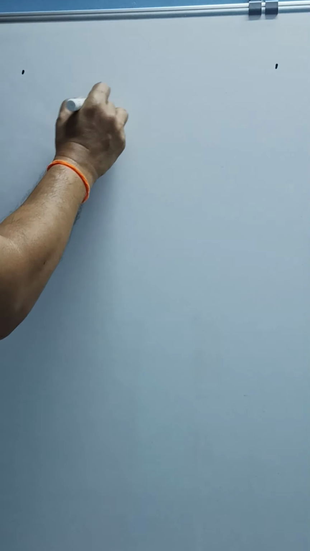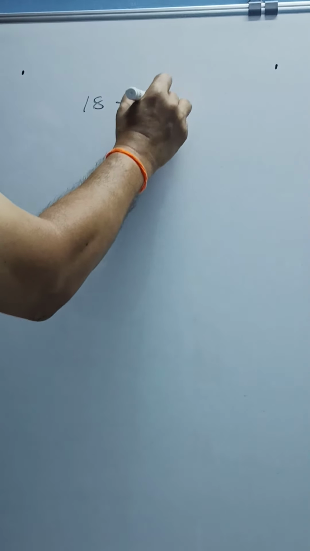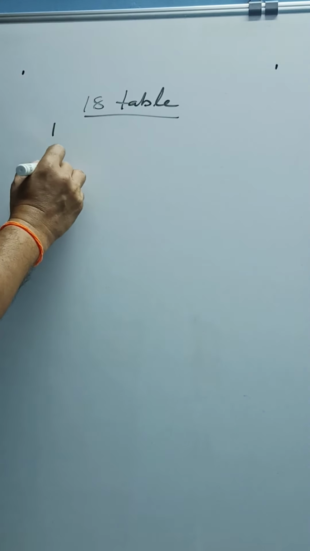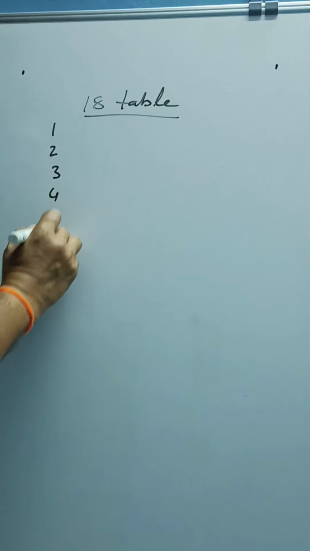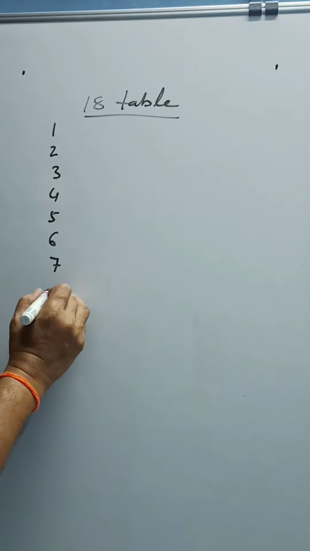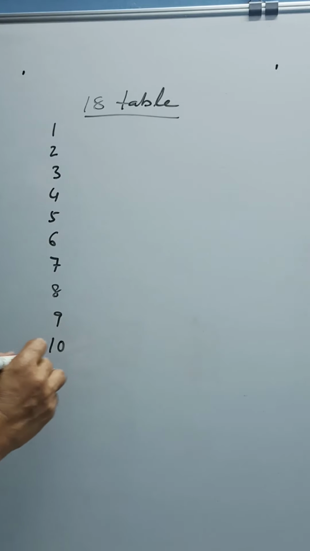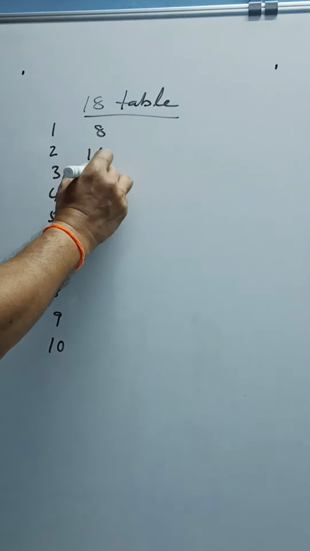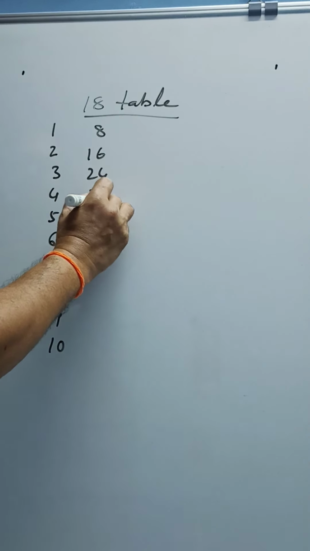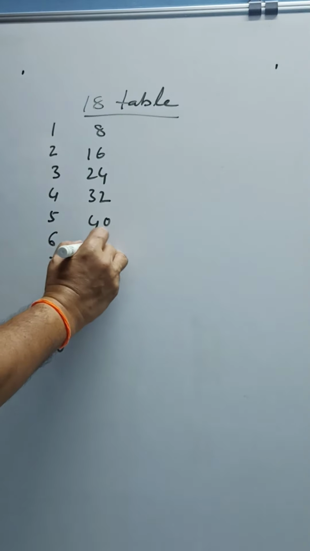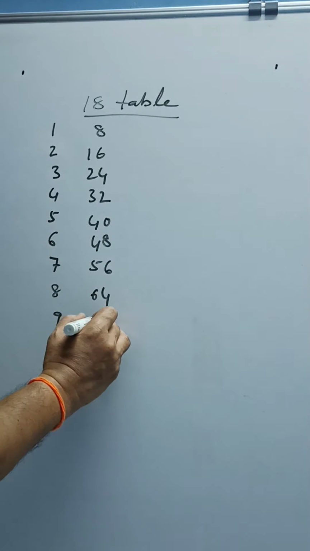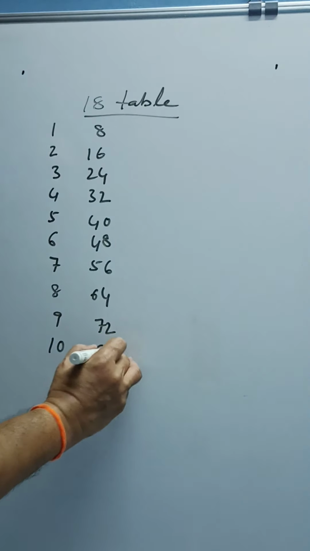After 17, let us proceed to the 18th table. 18th table has 1 and 8 table. 1, 2, 3, 4, 5, 6, 7, 8, 9 and 10. 8 table: 8 ones are 8, 8 twos are 16, 8 threes are 24, 8 fours are 32, 8 fives are 40, 8 sixes are 48, 8 sevens are 56, 8 eights are 64, 8 nines are 72, 8 tens are 80.